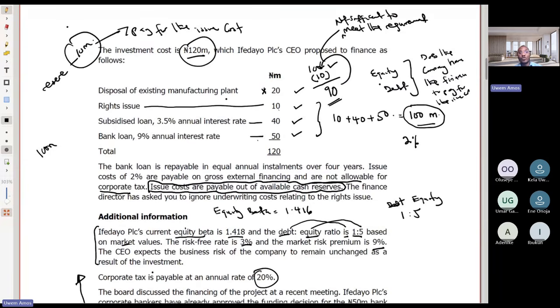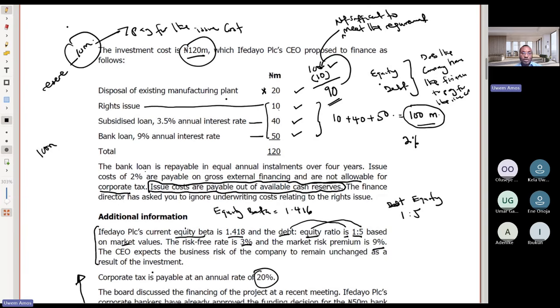So that is something we need to be able to answer from the question. So let's read our question. It says, issue costs are payable out of available cash reserve. So Ifedayo has a cash reserve somewhere that they can use to pay the issue cost. So because they have a cash reserve somewhere, we're going to borrow just the 100 million on the dot. Whatever the issue cost is, they will pay it from the cash reserve.